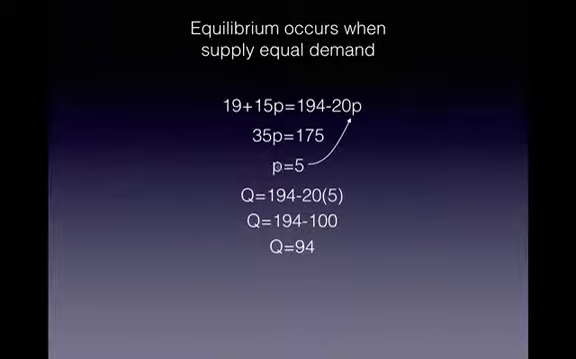I would also recommend that you place the P back into the supply function as well. If you do that, you will get 19 plus 15 times 5. So you get 19 plus 75, which is also equal to 94. It's a nice way to check your work that when you solve for P, place it into the demand function and the supply function, you should get the same answer. If you don't get the same answer, in all likelihood, you solved for P incorrectly. So that's a nice little check for you. So the initial starting equilibrium in this market is a price of 5 and a quantity of 94.